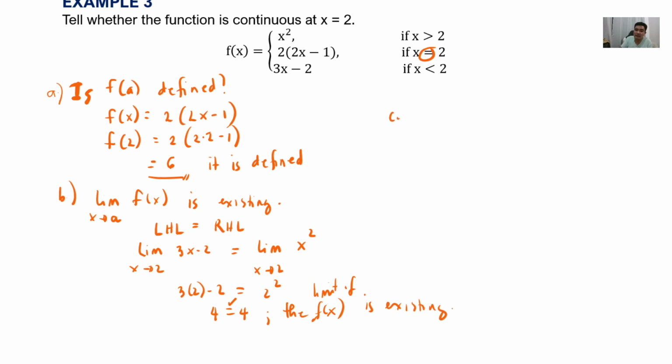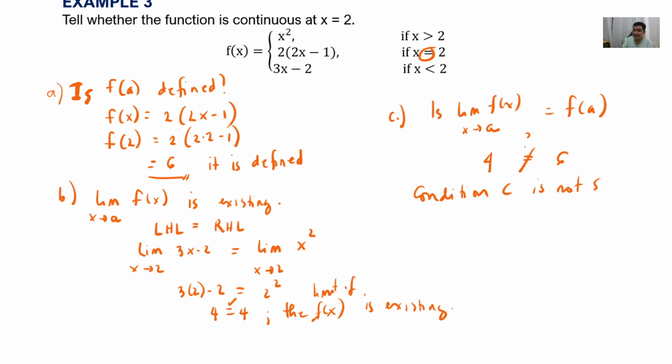And condition number 3 is, dapat the limit of the function as x approaches a, so that is 2, equal to your f of a. Ano yung limit of the function natin? That is 4. And ano yung f of a natin? That is 6. Are they equal? No, they are not equal. Means condition C is not satisfied.